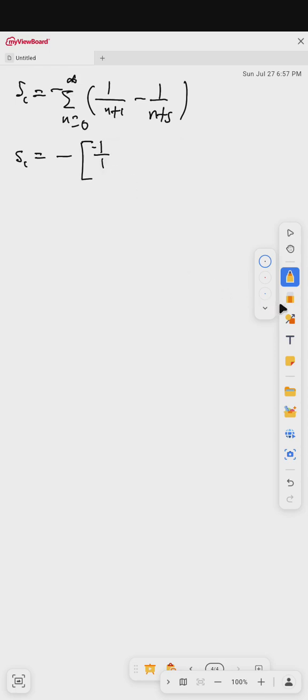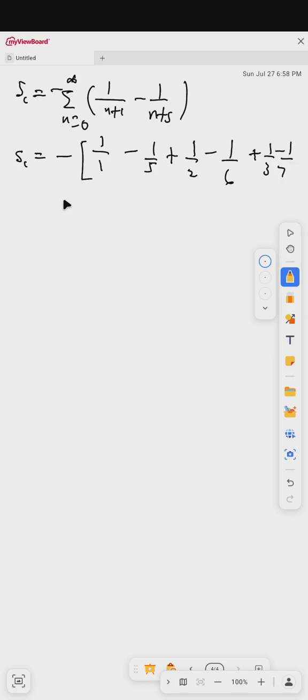Sorry, let me clean that. Okay, let's move on. So we're going to have 1 over 1 if you substitute n to be 0, then minus 1 over 5. Then if you substitute n to be 1, we're going to have plus 1 over 2, then minus 1 over 6. Also, if you substitute n to be 2, we're going to have plus 1 over 3, then minus 1 over 7.